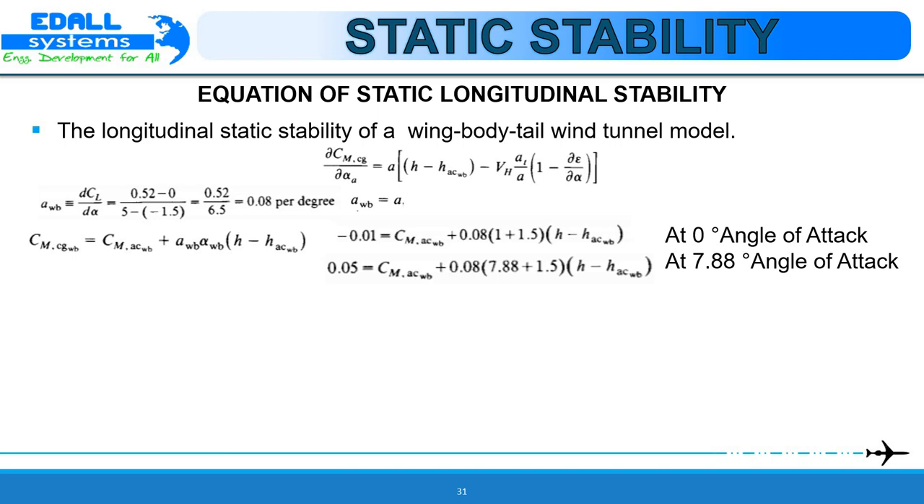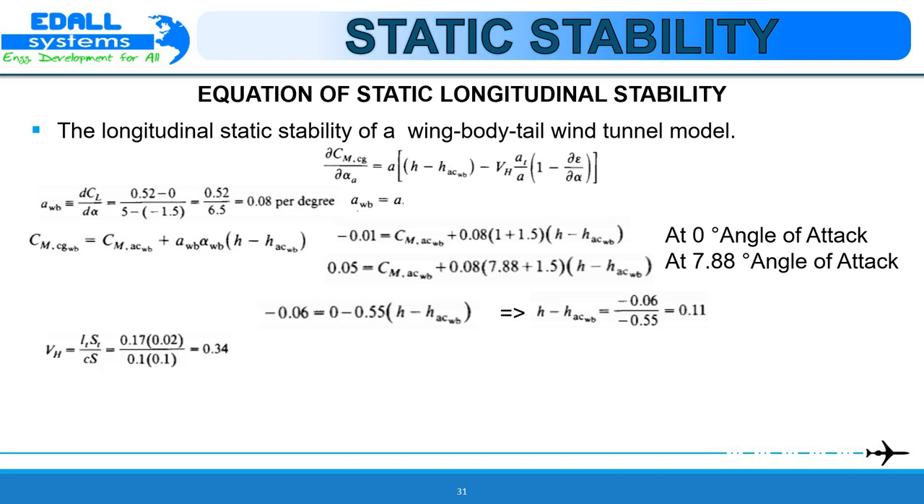The preceding two equations have two unknowns, that is coefficient of moment and the h minus h of ACWB. They can be simultaneously solved and subtracted to get minus 0.06 is equal to 0 minus 0.55 into h minus h ACWB, which gives h minus h ACWB is equal to 0.11.